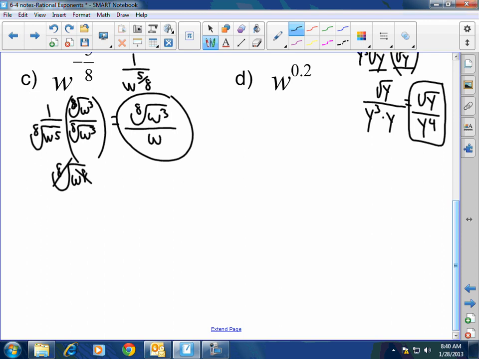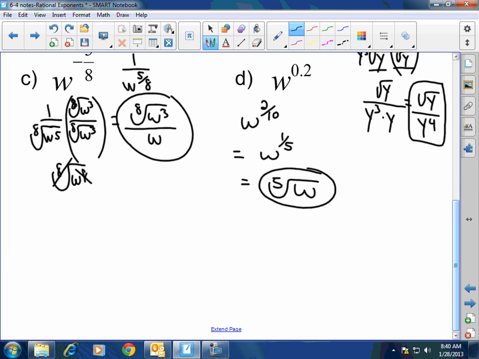Next, w to the 0.2. This is going to be w to the 2/10th, which let's go ahead and reduce. Let's simplify always. W to the 1/5, which equals the 5th root of w. No need to rationalize because that is simply in the numerator. It was a positive exponent, and we did not need to bring it down.